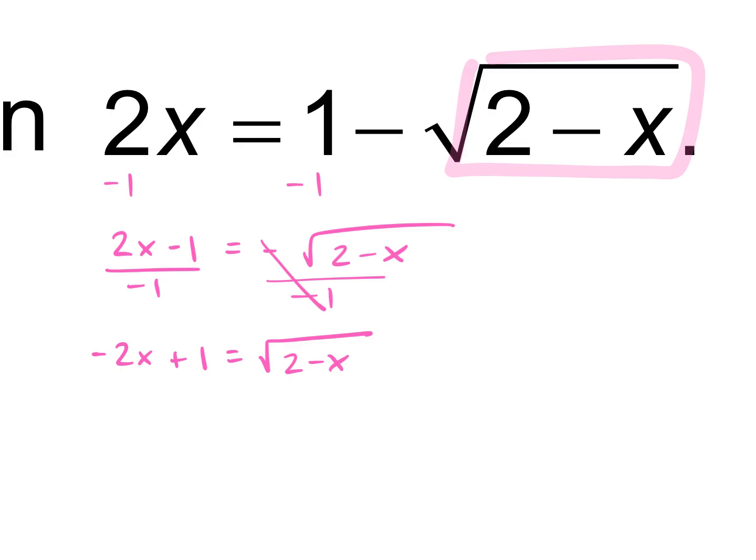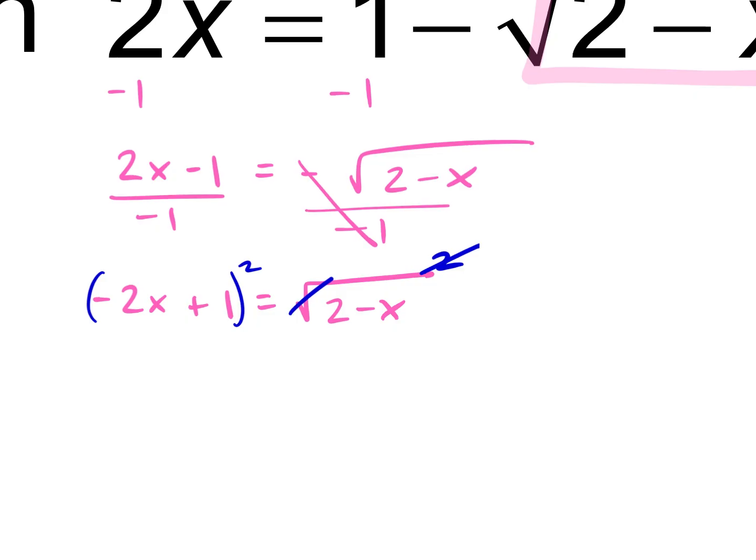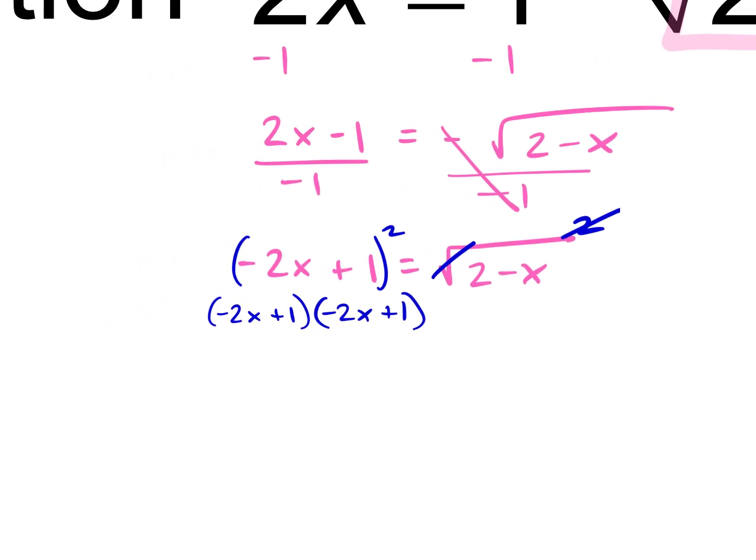Once we get the square root all by itself, what should we do next? We're going to square both sides to get rid of the square root. Now be careful when you square the left side. On the right side, the square root and the squared cancel. But on the left side, negative 2x plus 1 squared, we have to write it twice and FOIL it out. So we have negative 2x plus 1 times negative 2x plus 1. Since you're adding two things in the parentheses, when you square it, you can't just square both terms. You can't distribute the squared. You have to write it twice and FOIL it out.